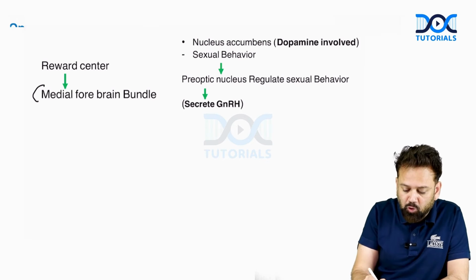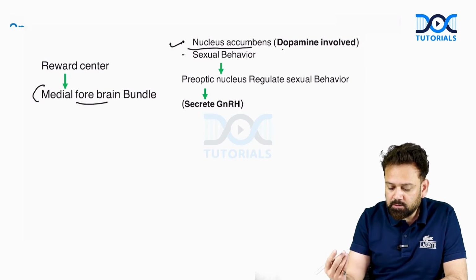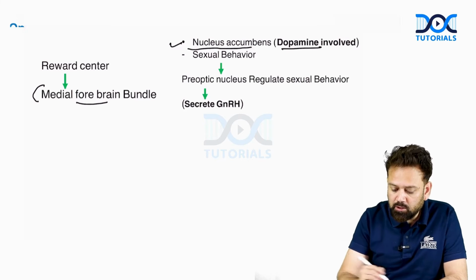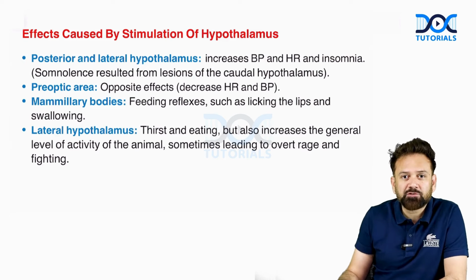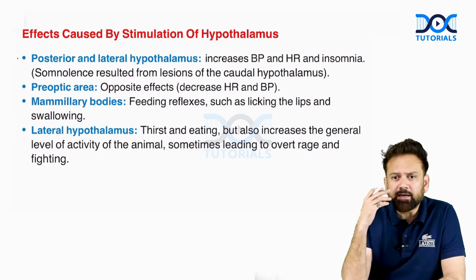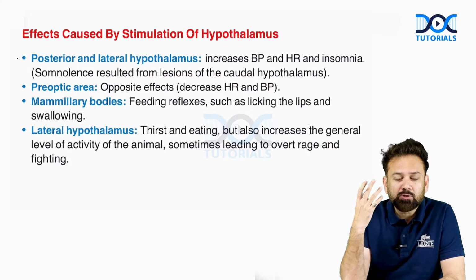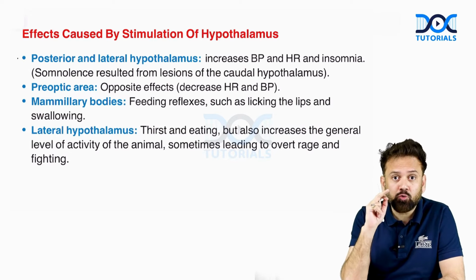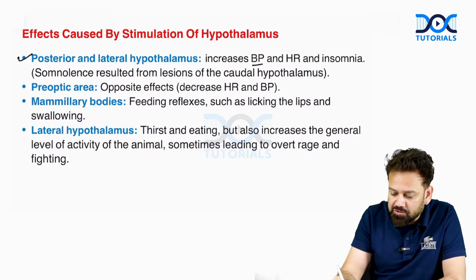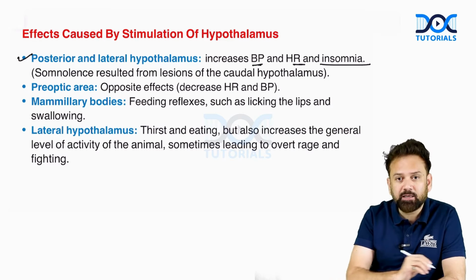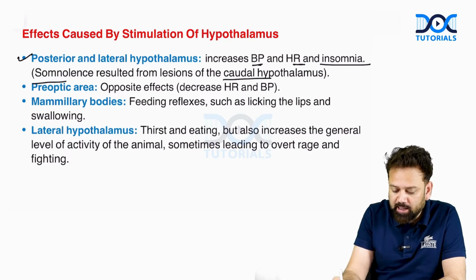Reward center is in medial forebrain bundle, and nucleus accumbens is involved in addiction because dopamine is involved. Sexual behavior, preoptic, we have discussed already. Now, what is the effect caused by stimulation of certain parts of the hypothalamus? Because when scientists were working, they tried to stimulate different parts and they got different responses. Sometimes in the exam they ask you, so you should know that if you stimulate posterior and lateral hypothalamus, BP and heart rate will increase. Insomnia will be there.